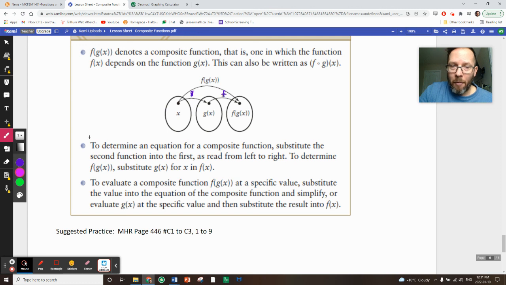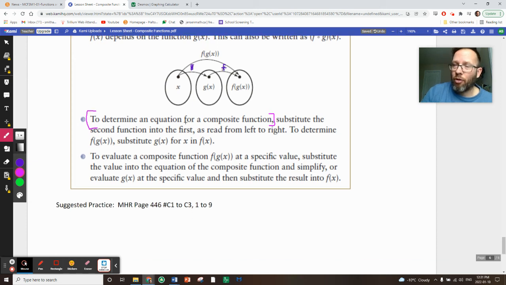We did 5 examples of this. To determine an equation for a composite function, you substitute the second function into the first. We looked at kind of 2 ways of thinking about that. And we looked at 2 ways to evaluate a composite function at a specific value. You can simplify, or you can evaluate the second function and then plug whatever you got into the first function.